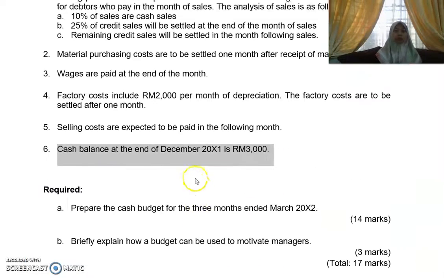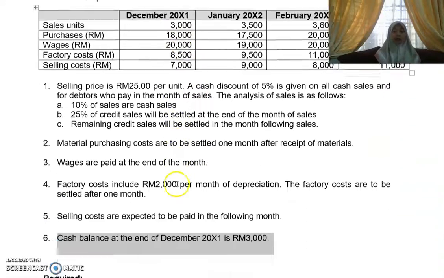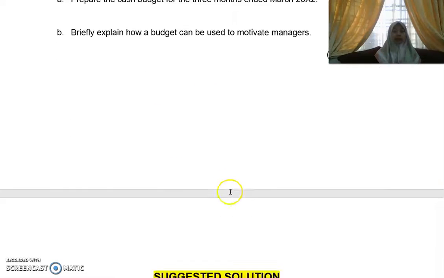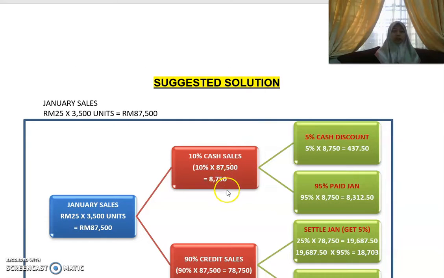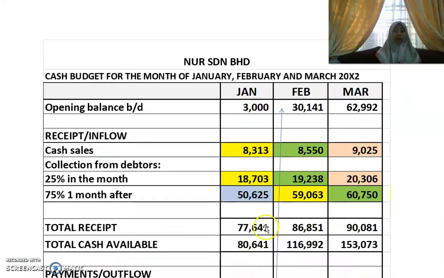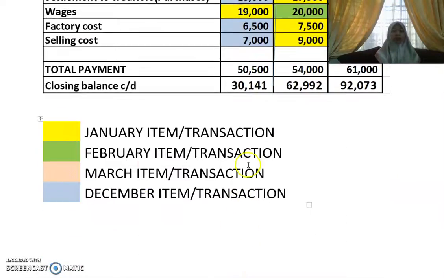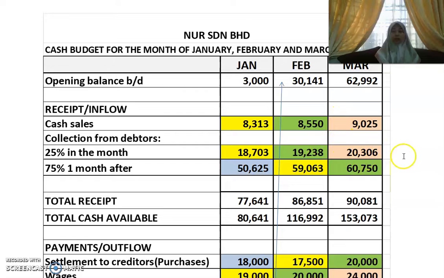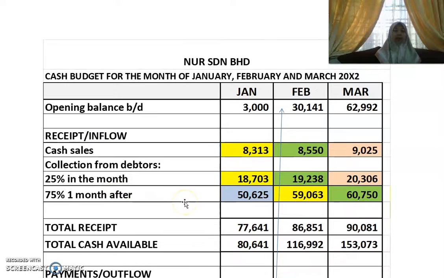Okay, for the December. So for December, you can do it, but that one will be 1 month after. So you are not required to prepare for the December, but you are required the December information or the December sales for the following month just now. So that will be this one. And you do the same thing. So the green one will be for the February item, and this one will be for the March item, and so on. So that's your cash, and that's for your sales.